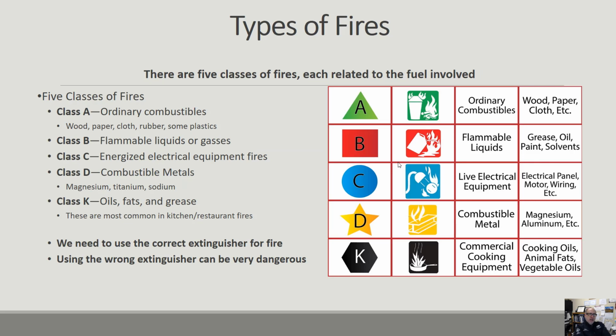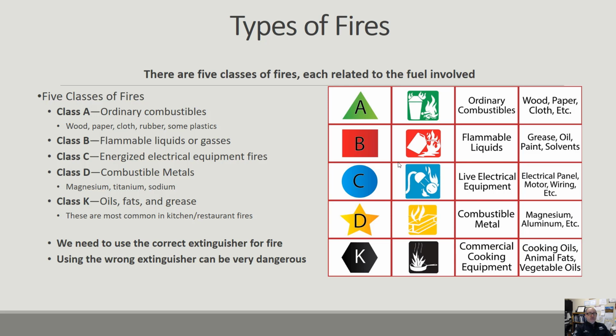Types of fires, 5 classes of fires, each is related to the type of the fuel involved. Class A, which is ordinary combustibles: wood, paper, cloth, rubber, some plastics. Class B are flammable liquids or gases. Class C is energized electrical equipment fires. Class D is combustible metals, which hopefully you'll never have to be around. They're incredibly dangerous and they're very hard to fight. Class K, fats, oils, and greases. These are most commonly kitchen or restaurant fires.